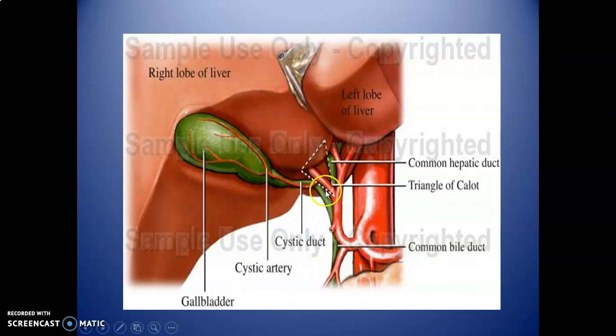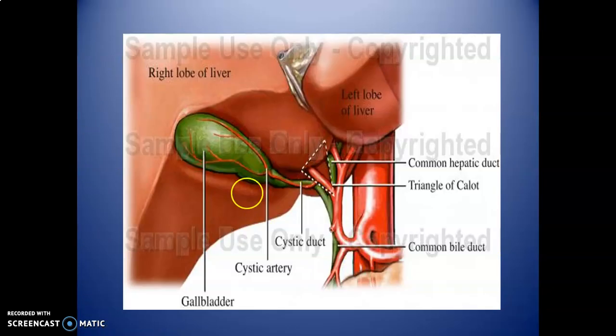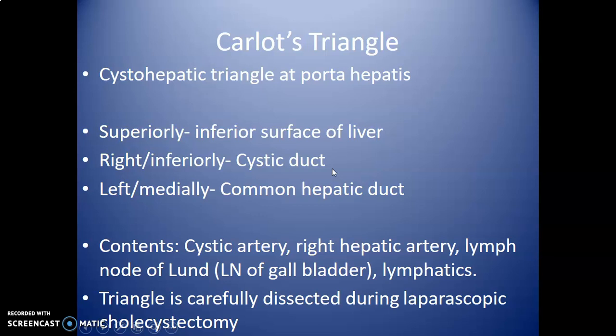Towards the right you have the cystic duct, and to the left you have the common hepatic duct. So this is the cystic duct here, and you have the common hepatic duct. The inferior surface of the liver, the cystic duct and the common hepatic duct are the boundaries of the Calot triangle.